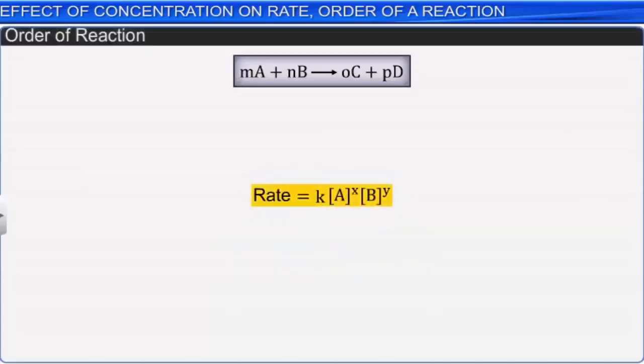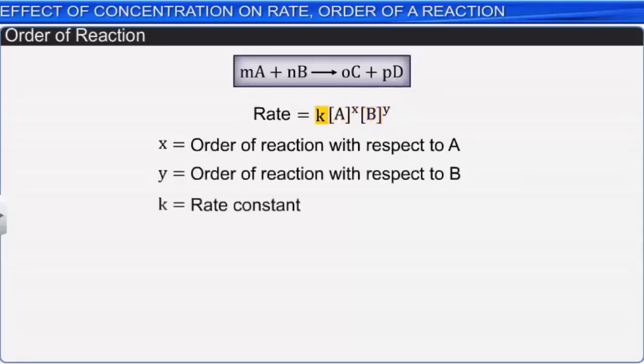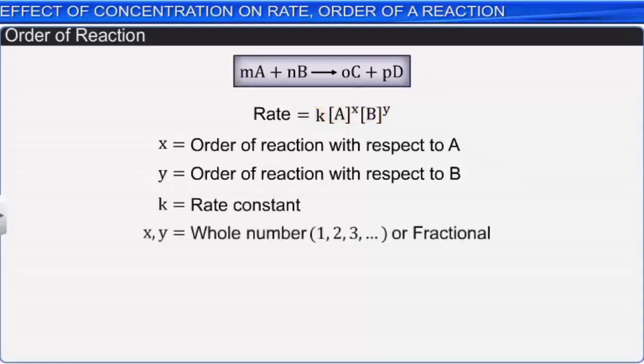In the given rate equation, x is the order of the reaction with respect to A, y is the order of the reaction with respect to B, and K is the rate constant. Also, x or y is usually a whole number integer, such as 1, 2, 3, or fractional. The sum of the exponents x and y gives the overall order of the reaction.